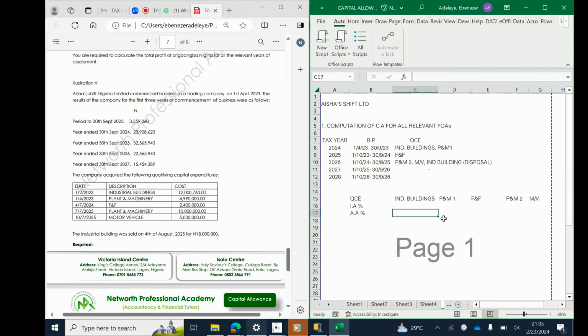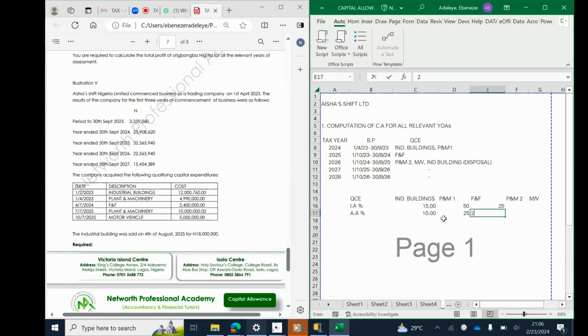Okay, so please give me the rate for these. For industrial building, what is it? I believe that is 15, 10, right? Please confirm for me. 15, 10. For machinery, what is it? 50, 25, 20, 25. Thank you. For furniture and fittings, 25, 25.